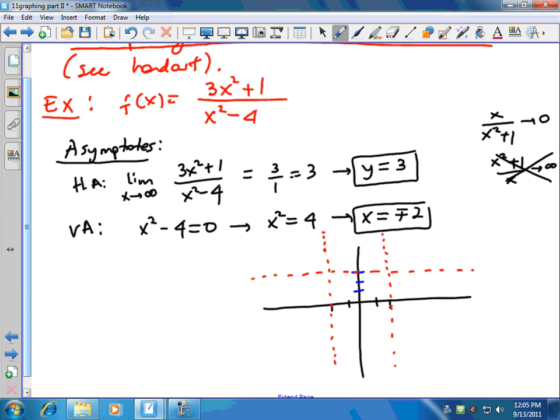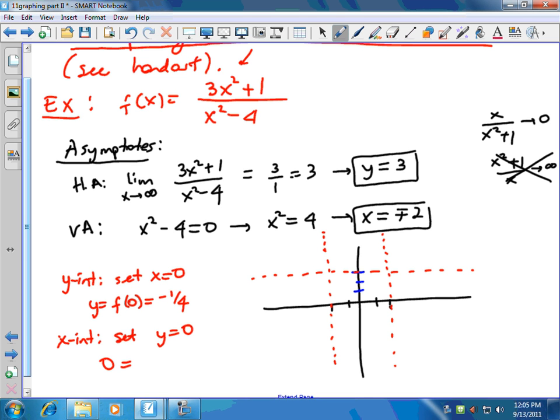Okay, let me also find the intercepts. What is going to be the y-intercept? Set x equal to 0 in the original function, and you will get y equals f of 0. We get negative 1/4, plugging 0 for x in this equation. And let's also find the x-intercept. This time set y, or the entire equation, equal to 0.